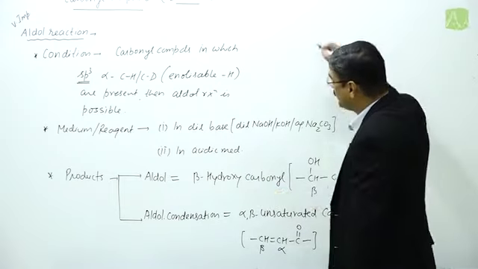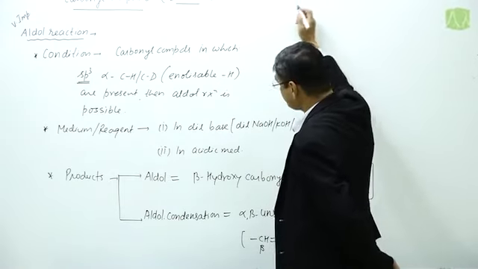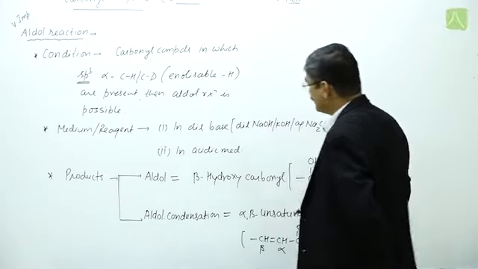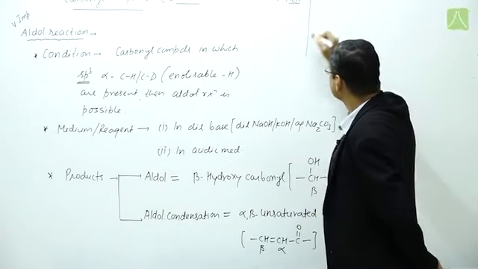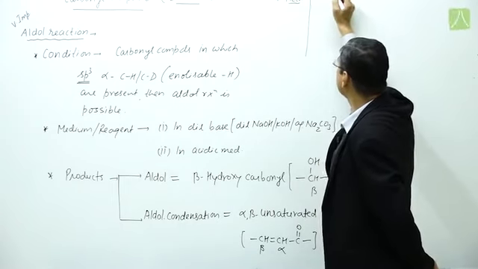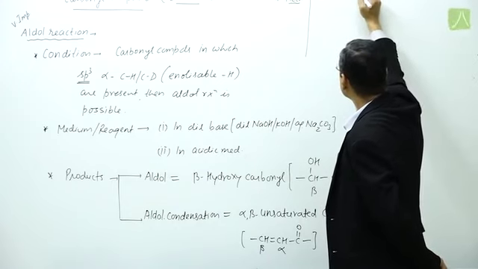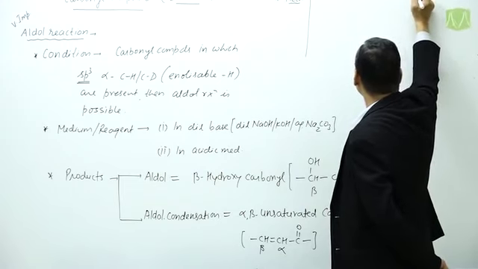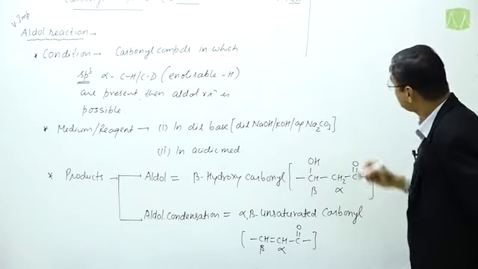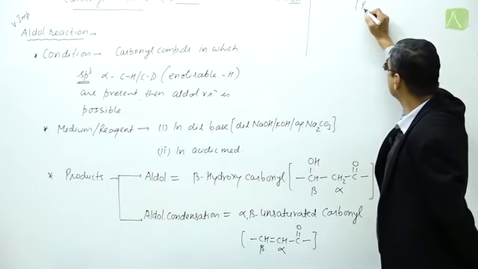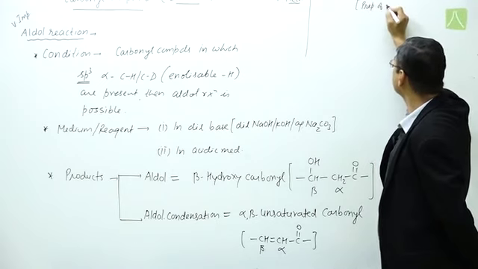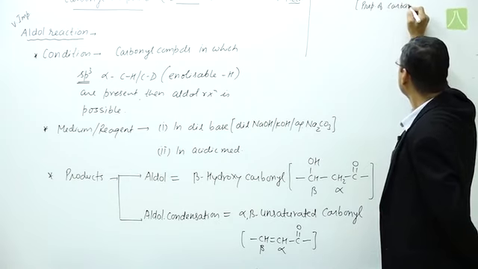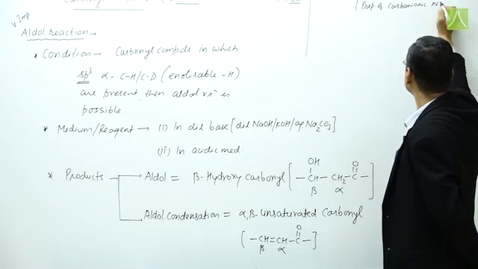Now next one is about the mechanism. So next is the mechanism. There are total 3 steps. Step first, it is acid-base reaction with sp3 alpha CH. And in this step, a nucleophile is prepared, or you can write preparation of carbanionic nucleophile.